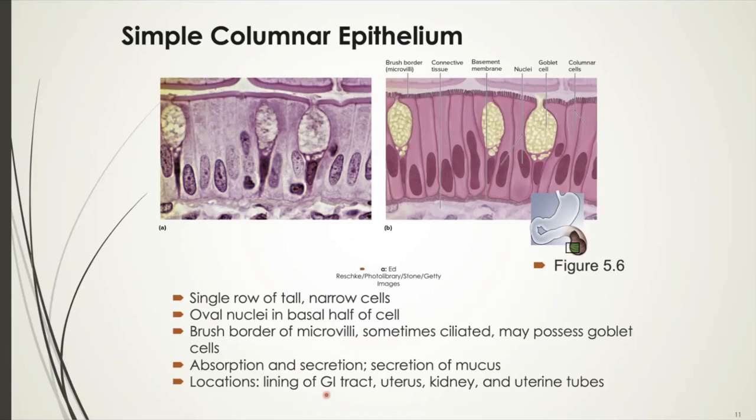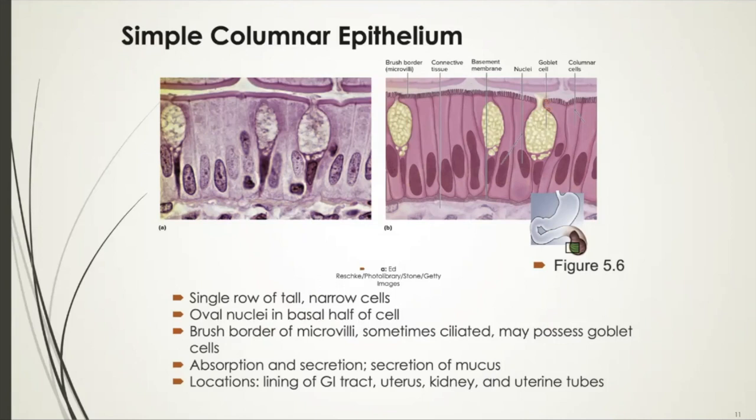So the next are the simple columnar epithelial. Those simple columnar epithelial, single row, narrow cells, which means they're longer than they are wide, like I told you. They're going to have oval-shaped nuclei in the basal half of the cell. So the basal is going to be by the basement membrane. And so you're going to find the nuclei being lower toward that basal part of the cell.